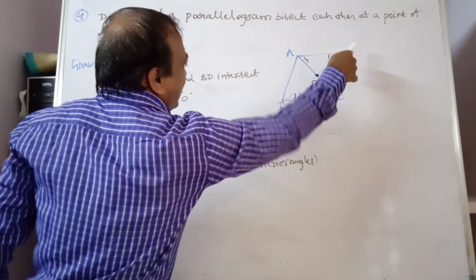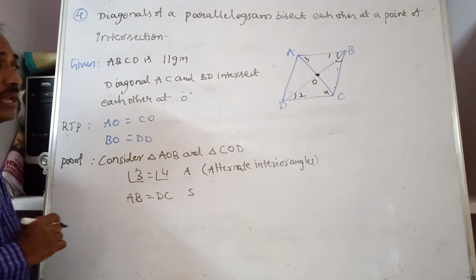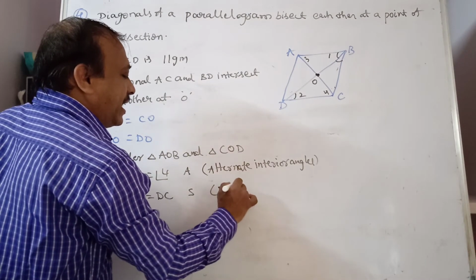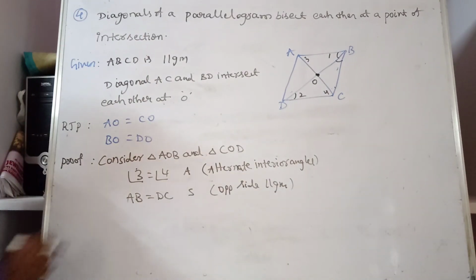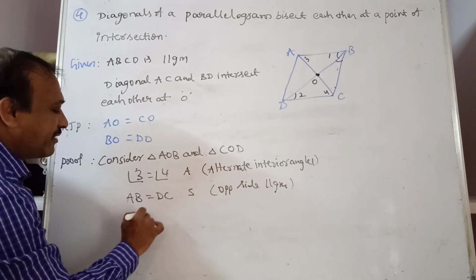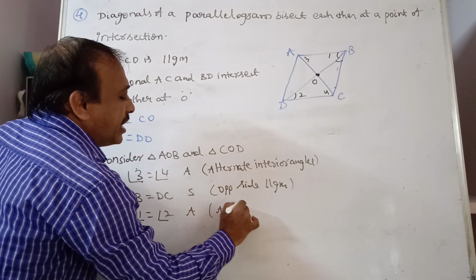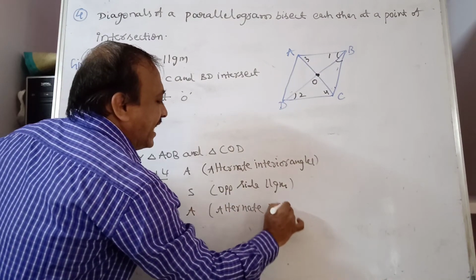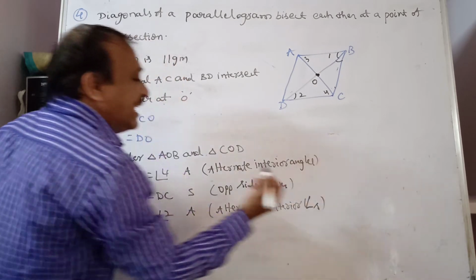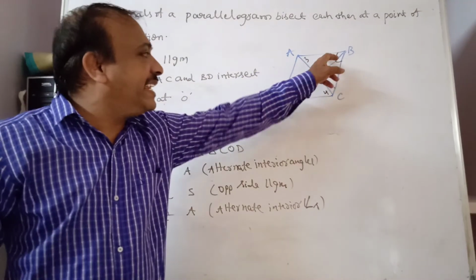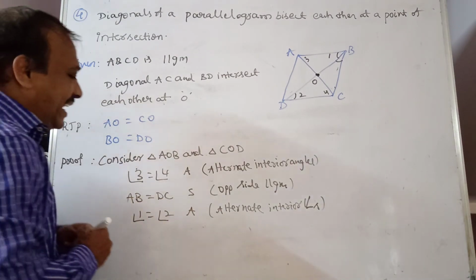Then AB is equal to DC. So side AB is equal to DC, because they are opposite sides of a parallelogram, and opposite sides of a parallelogram are equal. Next, angle 1 is equal to angle 2. Observe it. They are also alternate interior angles. So we have the ASA criteria.